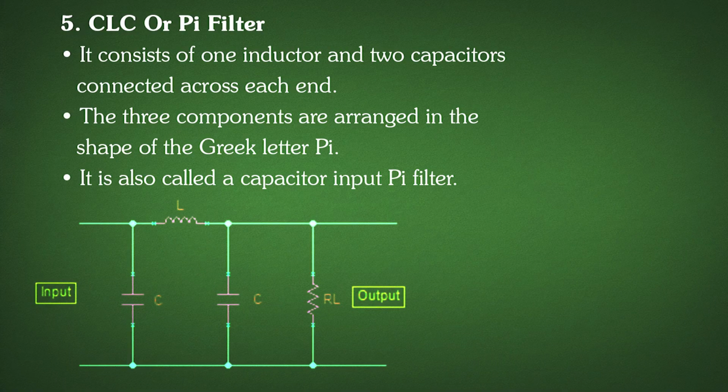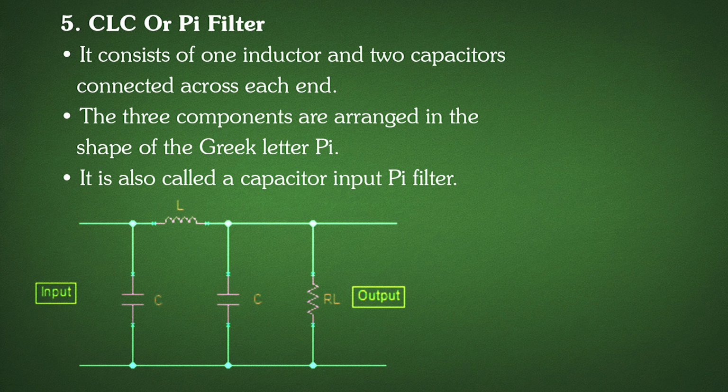Form can be the two capacitors with a resistor, which forms a pi shape, and from there the name is derived as pi filter. So, the three components are arranged in the shape of the Greek letter pi, from which the name is derived as the pi filter. So, it is also called the capacitor input pi filter.